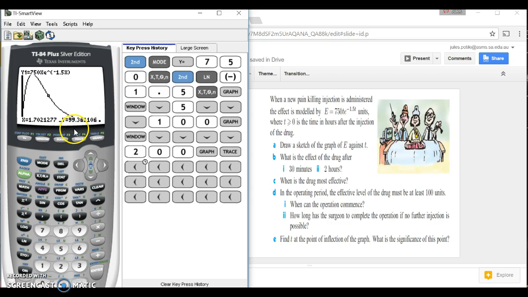But if we want to know the exact effect of the drug at 30 minutes, a better way is to use this calc function here. So we go second calc, and we're going to try and find a value. So we enter value, and okay, so if we need to find the effect of the drug at t equals 30 minutes, well, since t is measured in hours, 30 minutes is 0.5 or half of an hour, right? So we just go enter, and we can see that at t equals 0.5, E is 177 units.